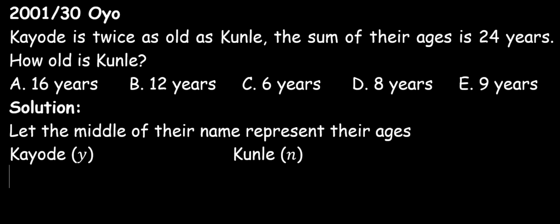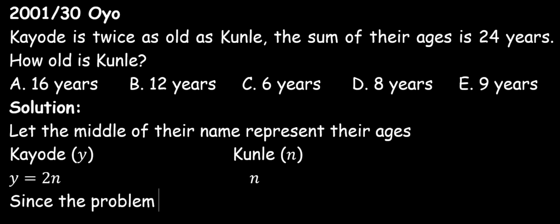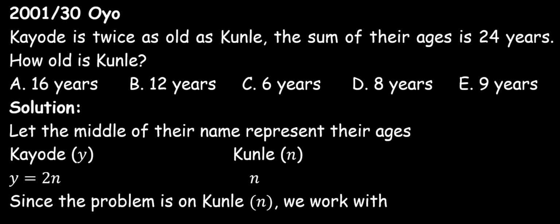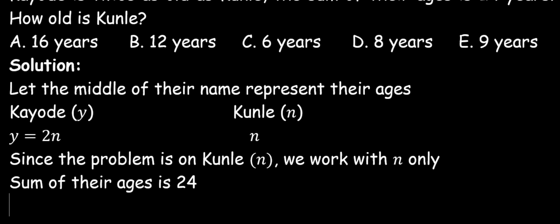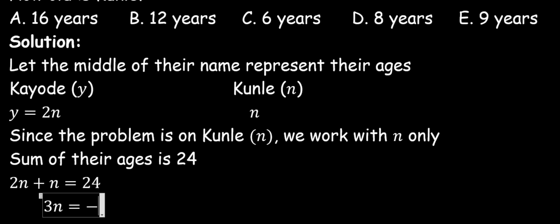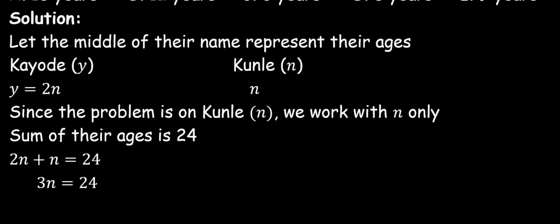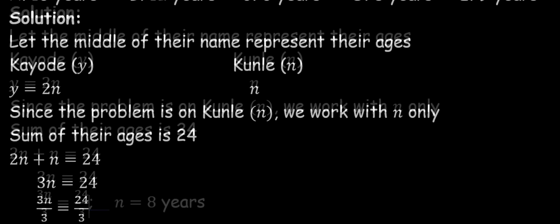We are told that Y equals 2N. That's to say Kayode is twice as old as Kule, while N is therefore Kule. Since the problem is on Kule, N, we work with N only. The sum of their ages is 24, which implies 2N plus N equals 24. The result will be 3N equals 24. Divide both sides by the coefficient of N, which is 3. 3N divided by 3 equals 24 divided by 3. N equals 8.